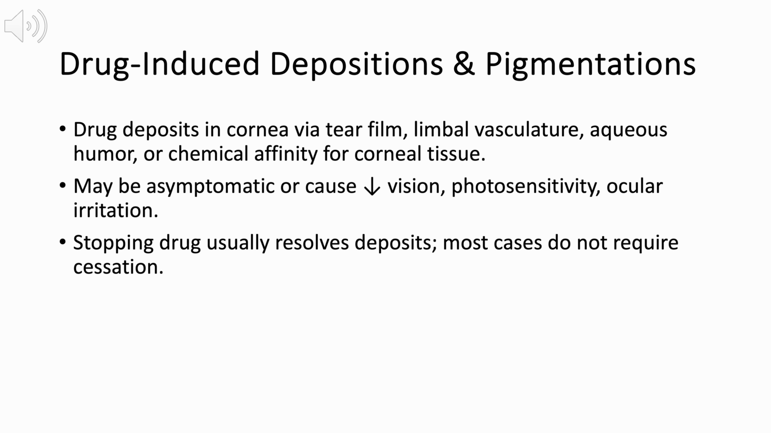Drug deposits can occur through several pathways, via the tear film, limbal vasculature, aqueous humor, or due to a chemical affinity for corneal tissue. Clinically, patients may remain asymptomatic, or they may develop decreased vision, photosensitivity, and ocular irritation. In most cases, stopping the offending medication will lead to a resolution of the deposits. However, discontinuation is often not required, as the deposits are usually harmless and may not significantly affect vision.